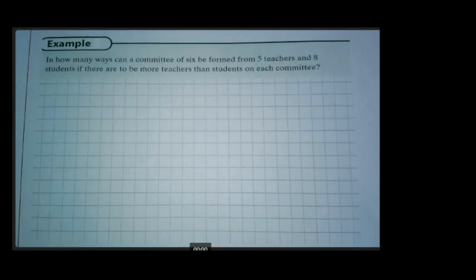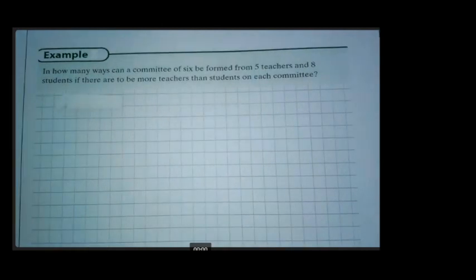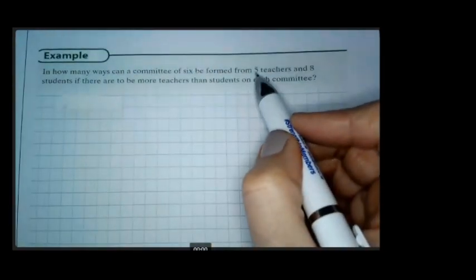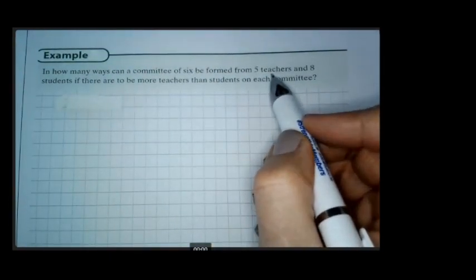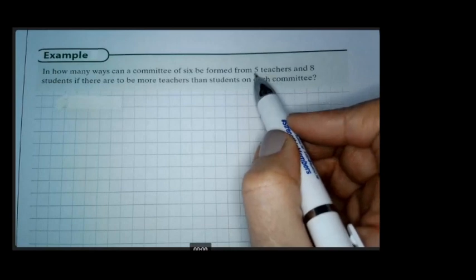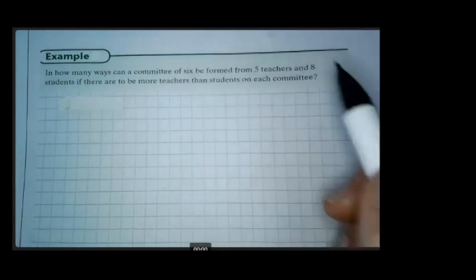So let's have a think of this bit by bit. If we want a committee of 6 and we've got 5 teachers and 8 students to choose from, give me a scenario where there would be more teachers than students on the committee. What would that committee consist of, number-wise, in terms of teachers and students? Well, let's start with the most teachers we could have. I can only choose 5 from 5 teachers, which means I can't have 6 teachers.